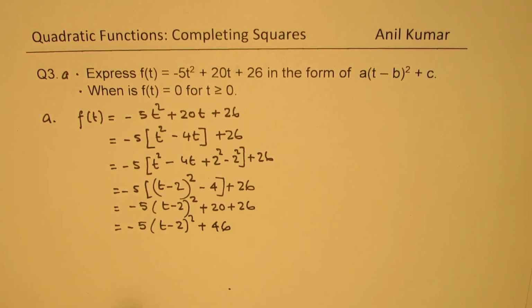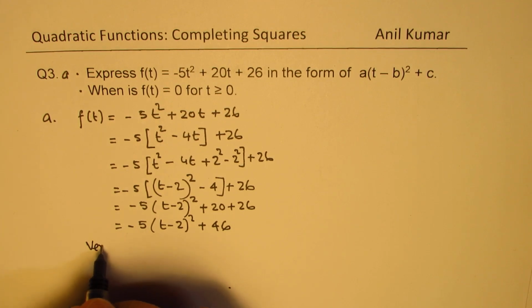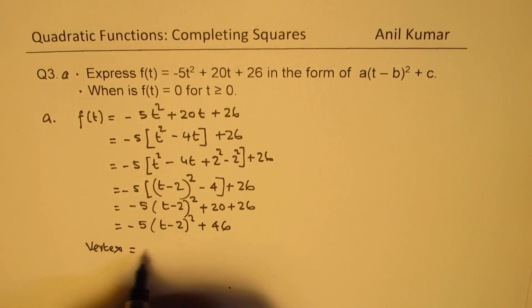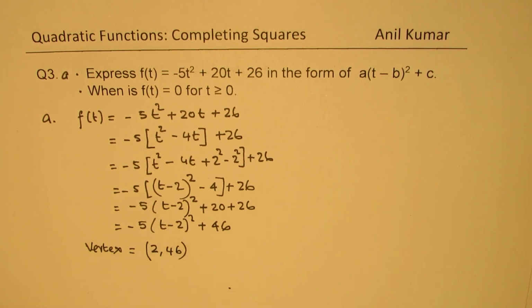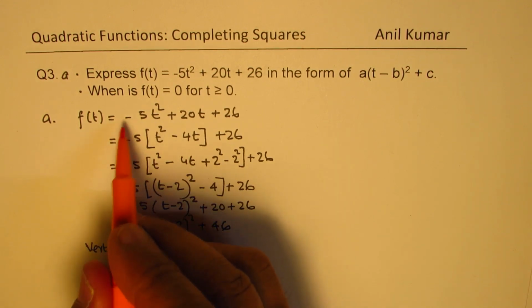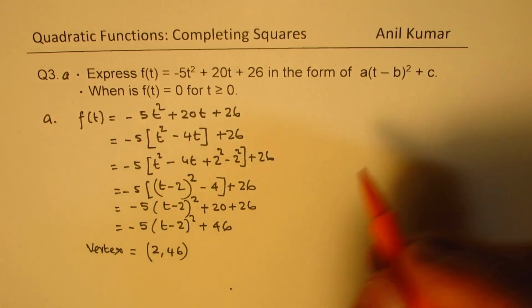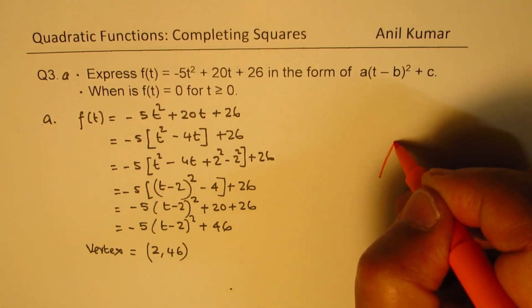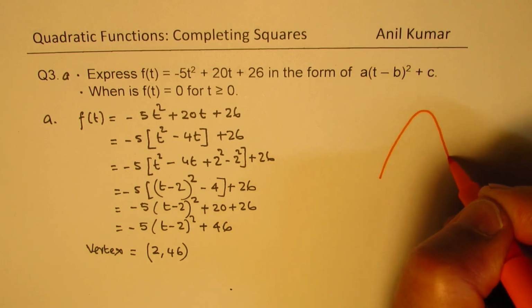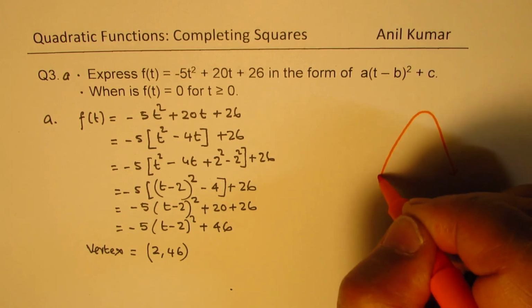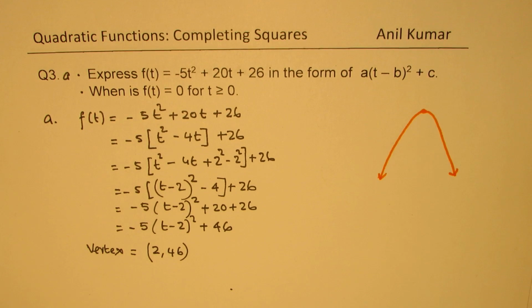Perfect. So the vertex in this case is what? The vertex in this case is (2, 46), and as you can see the leading coefficient is negative. So in this particular case we have a parabola which will open downwards. Is that clear? So we have an absolute maximum at this vertex.